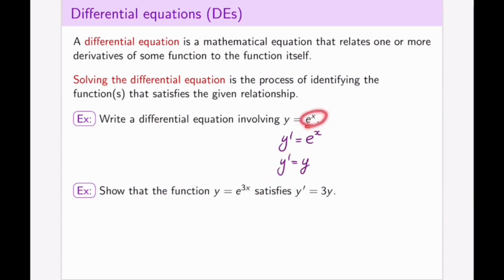Now, e to the x is a really nice function, so I can in fact extend this out even further. I know that the second derivative of this function will still just be itself. I also know that the second derivative will be the same as the first derivative, and I can come up with lots of differential equations that involve this particular function. All of these are what we call a differential equation. And once again, the solution to it is the function that satisfies it, not a number.